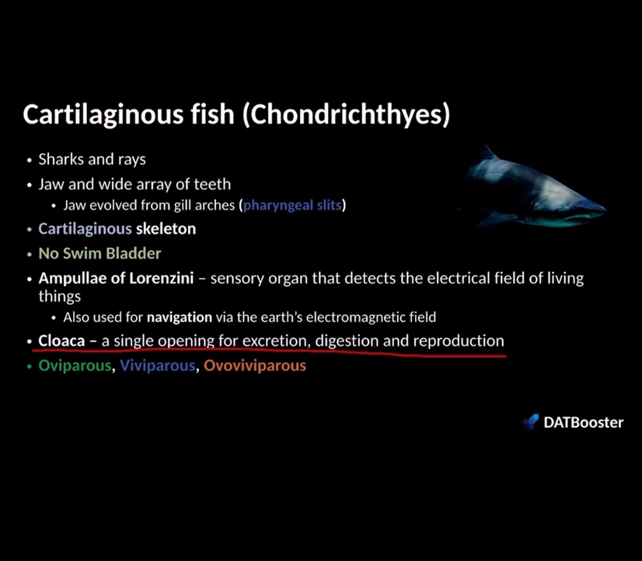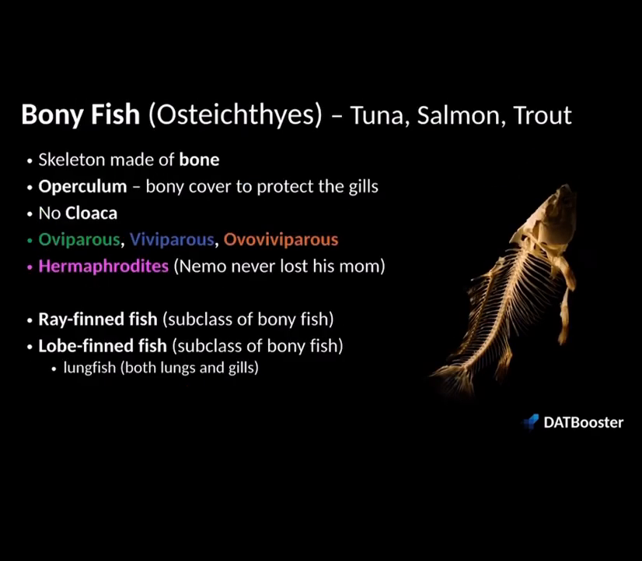So they have one hole that's specialized in three systems. Now speaking of their reproduction, you have many types of cartilaginous fish that express oviparity, viviparity, as well as ovoviviparity. So you have all three types here. The last group of fish is bony fish, also known as osteichthyes.